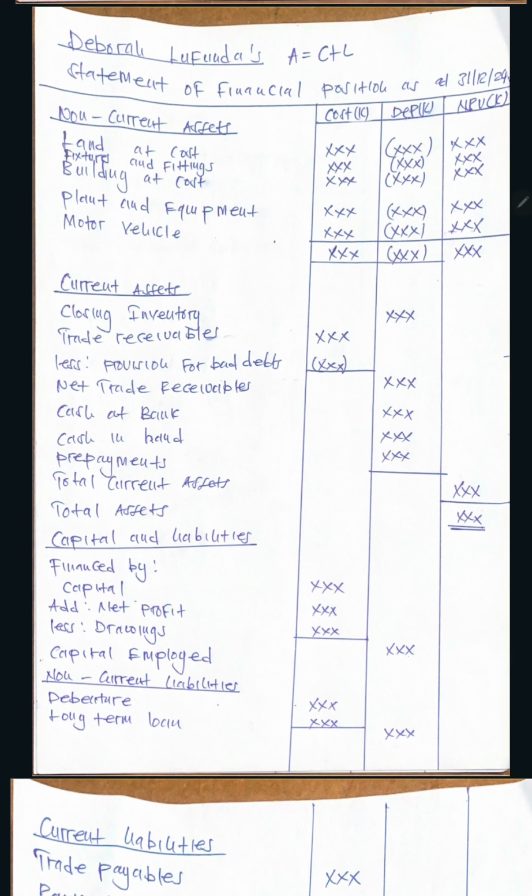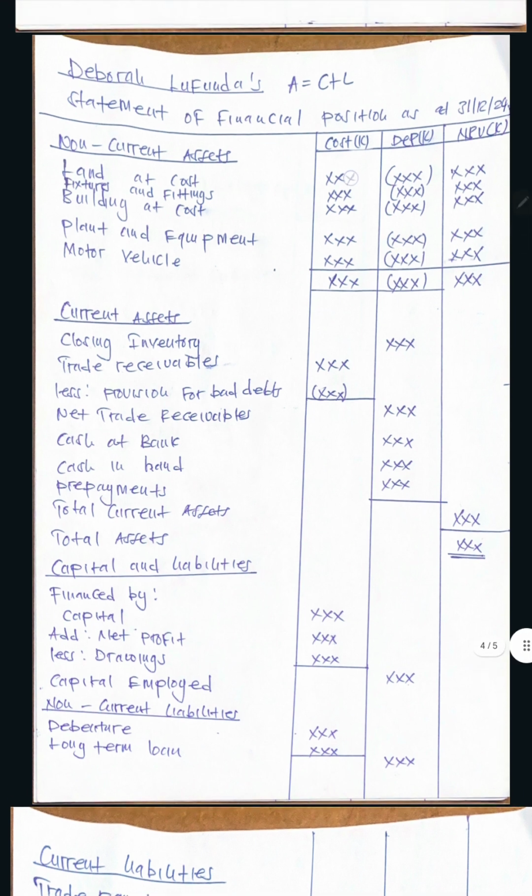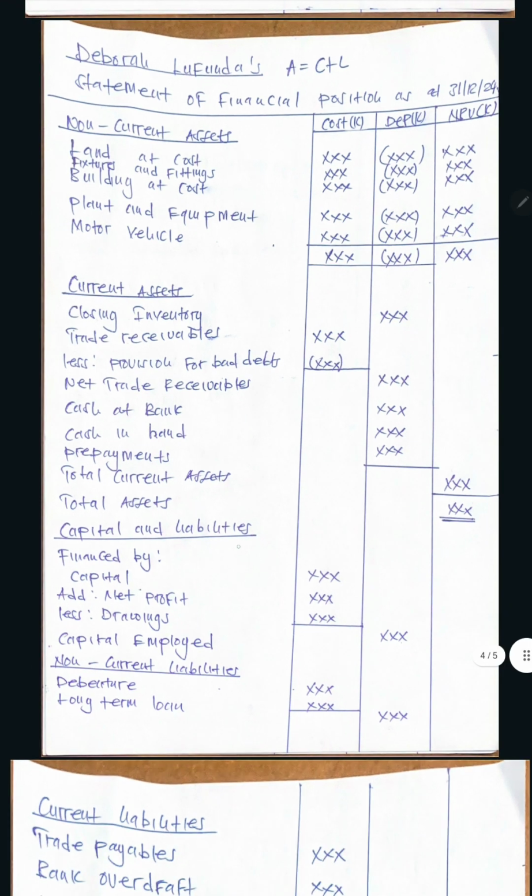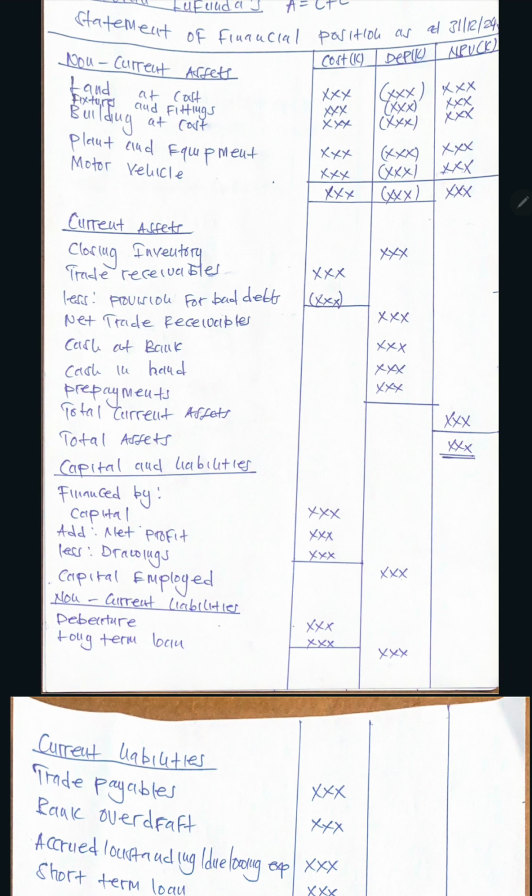You're going to write here cost, depreciation, net book value, NBV. And then you always start with your non-current assets, because in the statement of financial position, we always try to prove the accounting equation where we're saying assets are equal to capital plus liabilities. So we start with our assets. Always start with non-current assets, go to current, and then you come to capital and liabilities. You put your capital, non-current liabilities, and current liabilities. That's how you go about it.